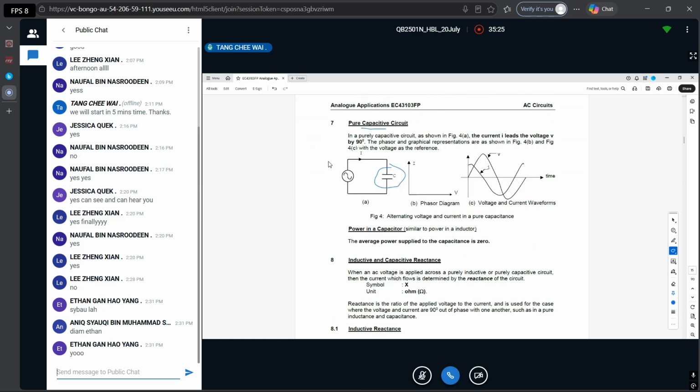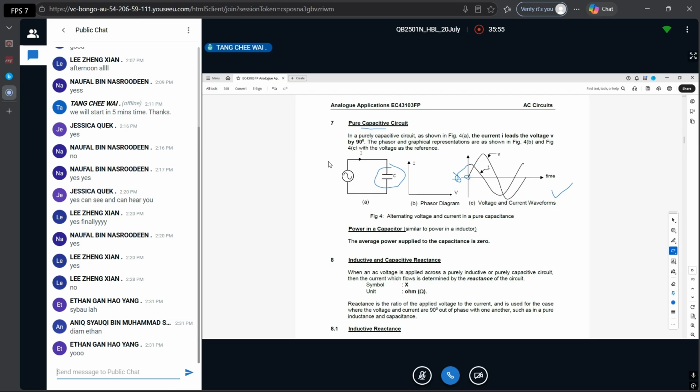Again, now we look at the waveform diagram to understand what is the difference from the inductive one. Now you see that the voltage started here, but the current waveform for a capacitive circuit actually started earlier. They didn't draw it, so I just draw a bit of an example. So it started earlier, right? It started earlier before the voltage waveform starts.